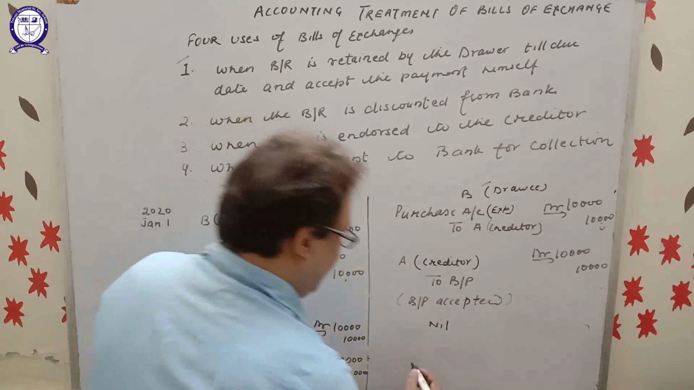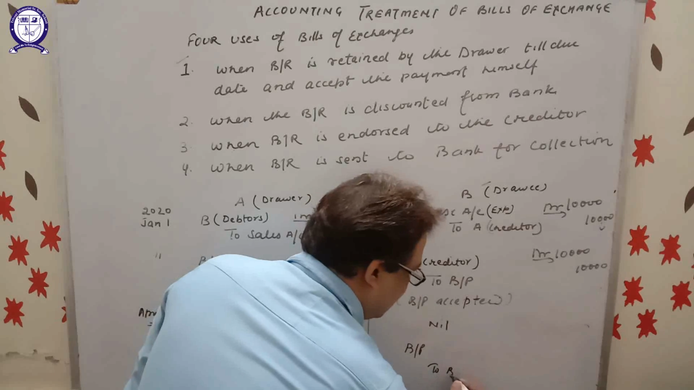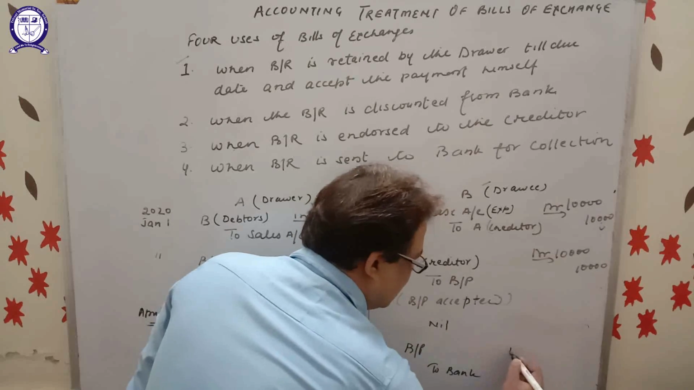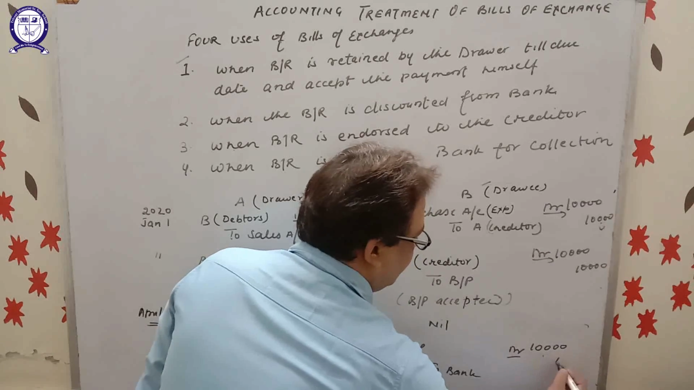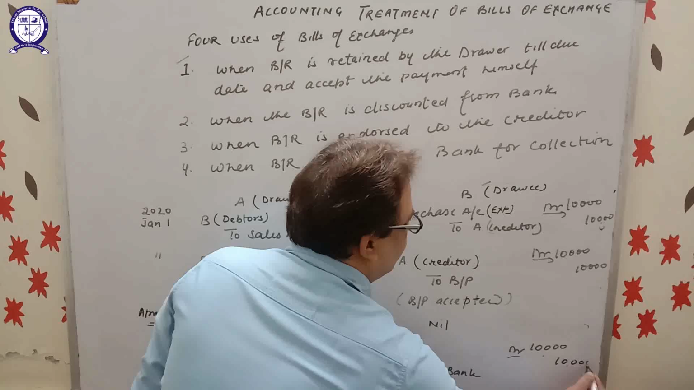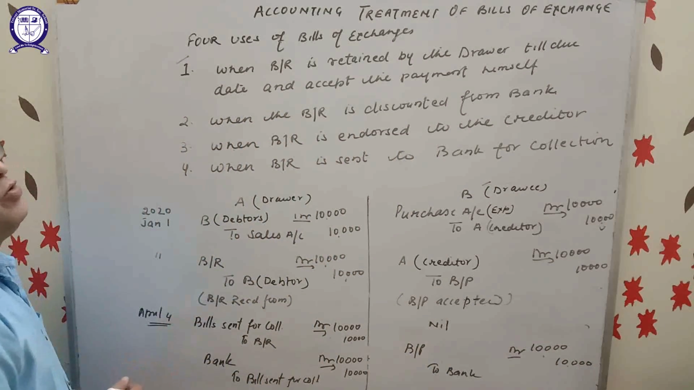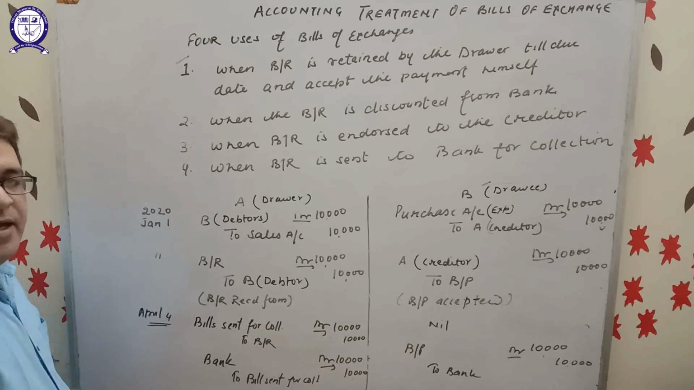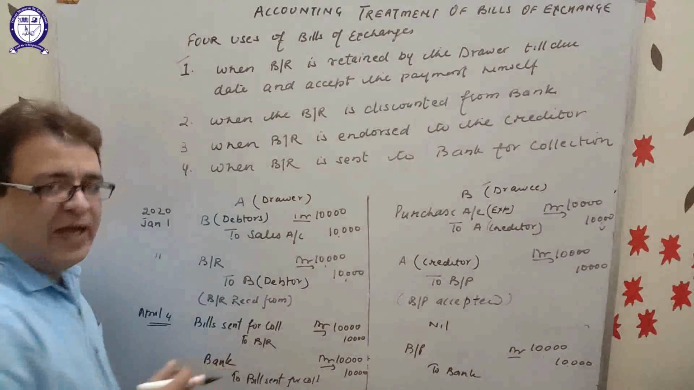In the books of B, for the payment of bills payable, bills payable to bank, a simple entry will be passed in his books, 10,000. So this is the way to pass journal entries in the books of drawer and drawee for bills of exchange.